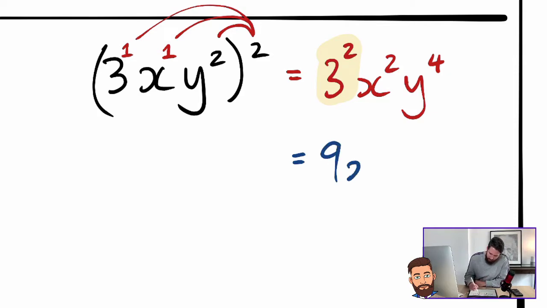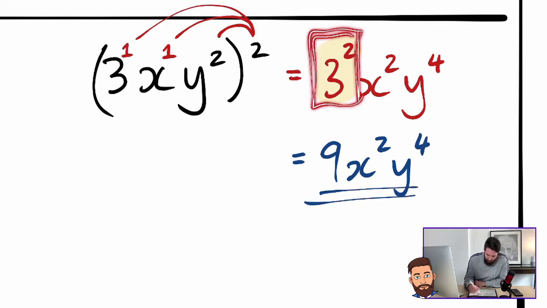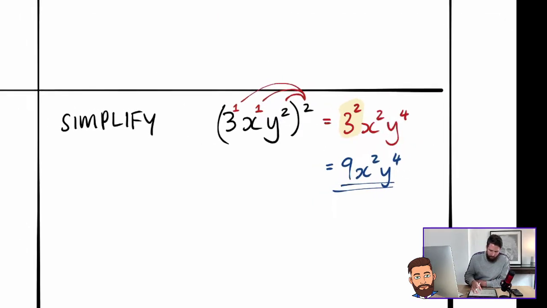So we've got 9x squared y to the power 4. So that would be your final answer. We shouldn't really leave an integer that can be squared as 3 squared. We should make it 9, because we know 3 squared is 9. So that would conclude the starter.